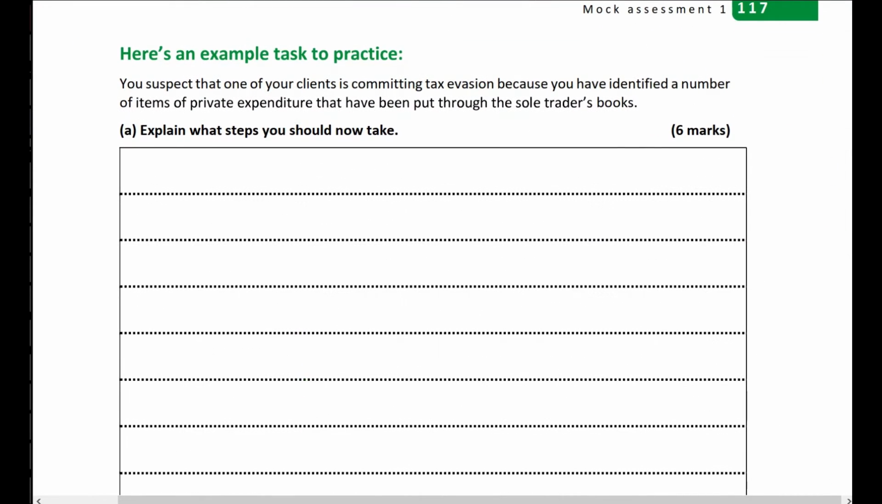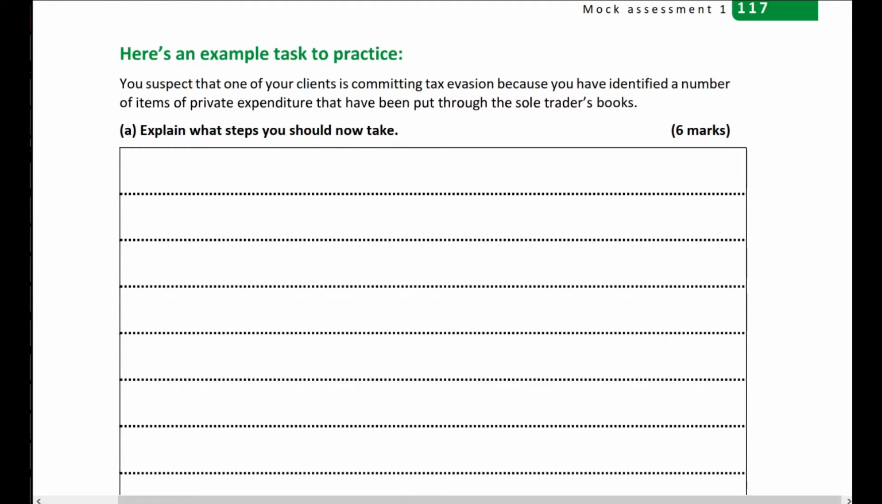So here's our example of a task number 8 here then. It says you suspect that one of your clients is committing tax evasion. Now, the first thing I think there then is, oh okay, that's that little section about tax avoidance, tax evasion and tax planning. So I've got to be quite clear in my mind that tax evasion is the illegal one. So we suspect one of our clients is committing tax evasion. That is illegal. Why do we think that? Because we've identified a number of items of private expenditure put through the sole trader's books, presumably as though they were business expenses. So explain the steps that we should take.